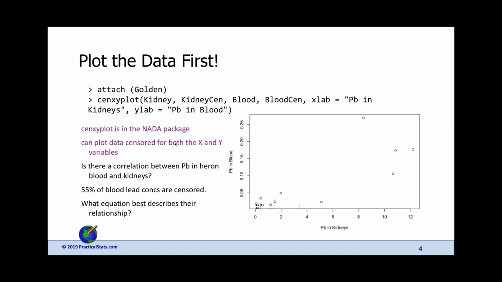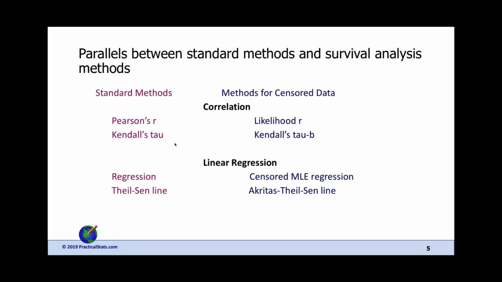So that's the format. The blood format is the same thing. So if you are familiar, and I'm assuming you are, with the standard methods without censoring, you're interested in Pearson's R correlation. There's something called the likelihood ratio R, or likelihood R, and some variations of that can handle censored data with Nondetects without substitution.